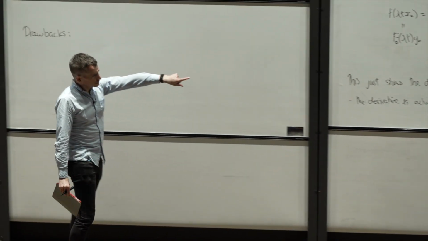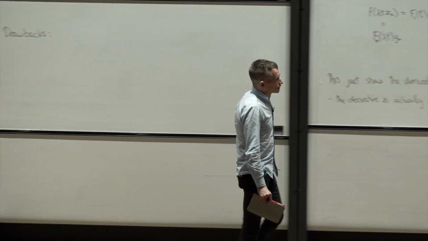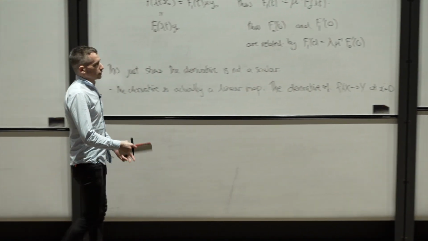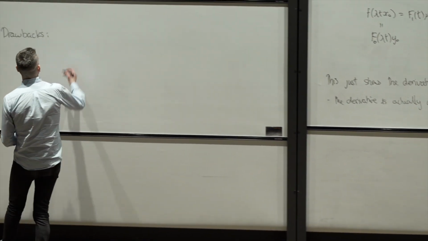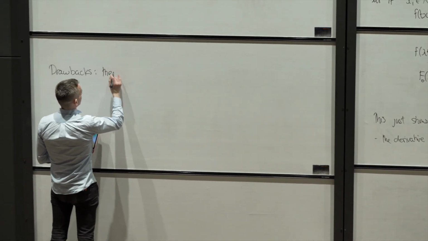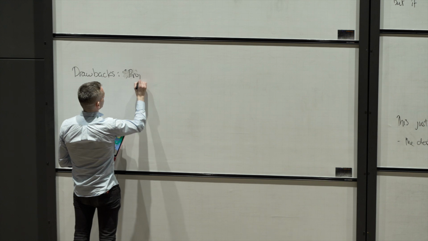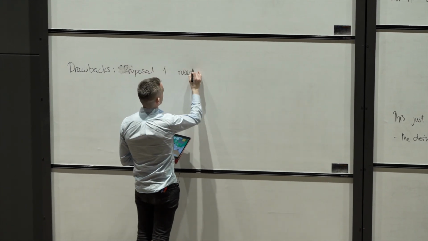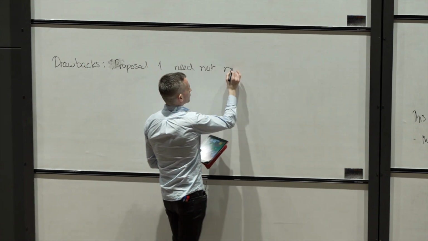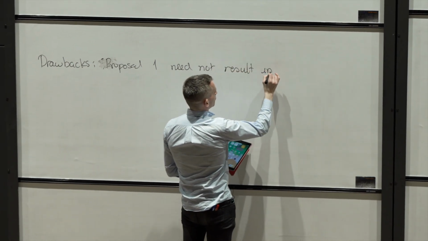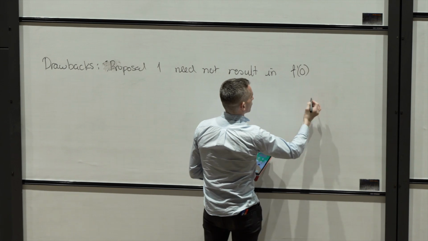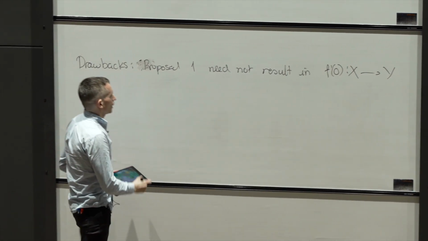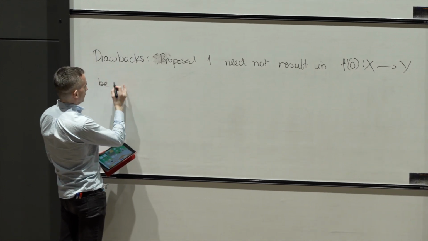So the definition of just taking all the different directional derivatives has the drawback that it mightn't give you something that's linear. So proposal 1 need not result in f prime of 0, a map from x to y, that is linear.